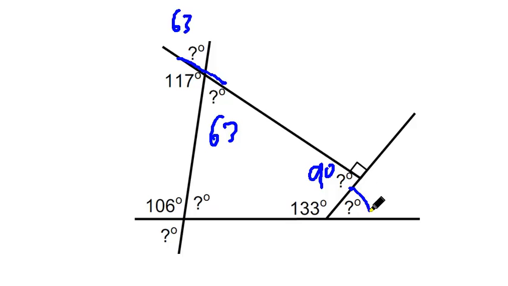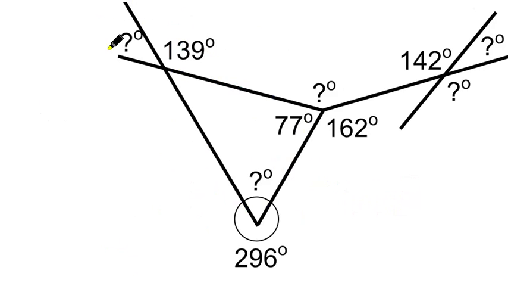Over here we know that angles on a straight line also add up to 180, so that must be 47. Over here 180 minus 106 must be 74, and vertically opposite must also be 74. We're going to look at these rules in a second. Okay, angles on a straight line add up to 180, so this one here must be 41.